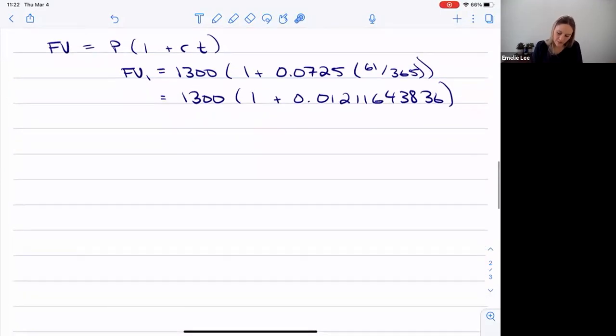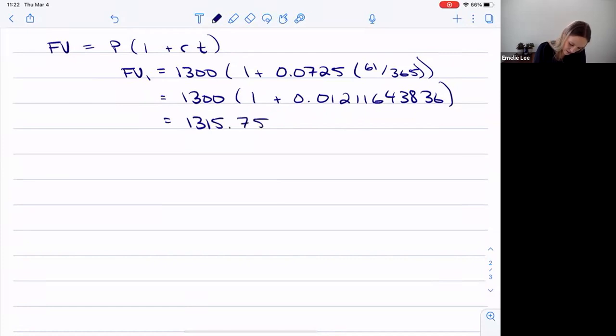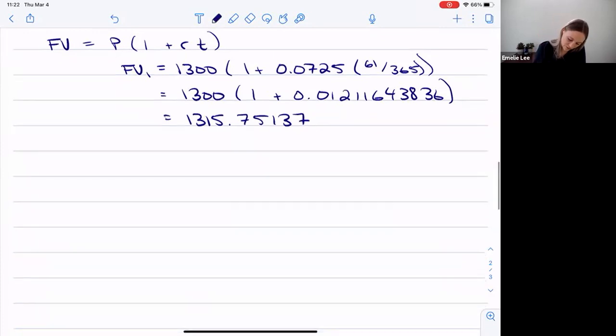And then multiply by 1,300. So usually I would show that next step too: 1,300 times 1.012, and so on. But I'll try to keep it nice and short here and just multiply by 1,300 right away, putting me at 1,315.75137, which, if we're talking dollar amounts, we should round to 2 decimal places, so we get 1315.75.